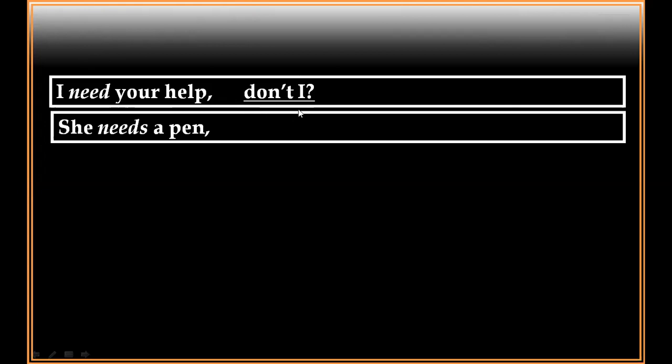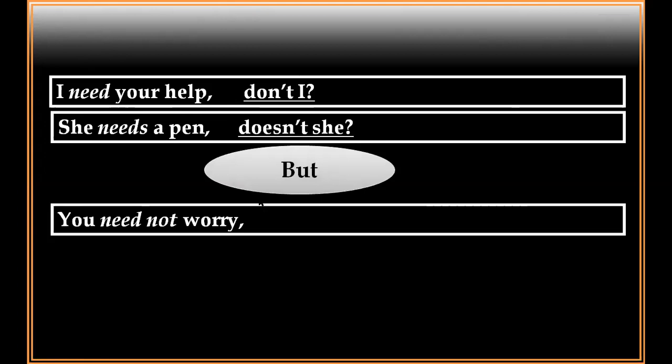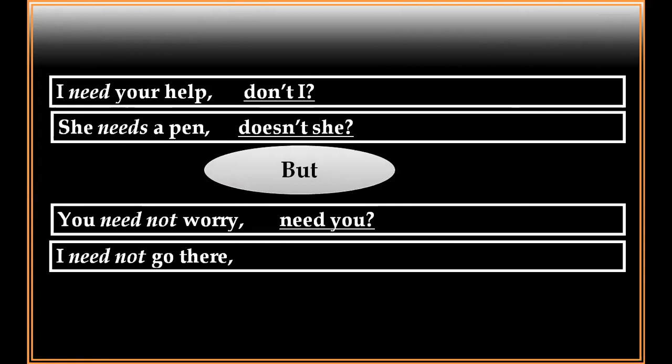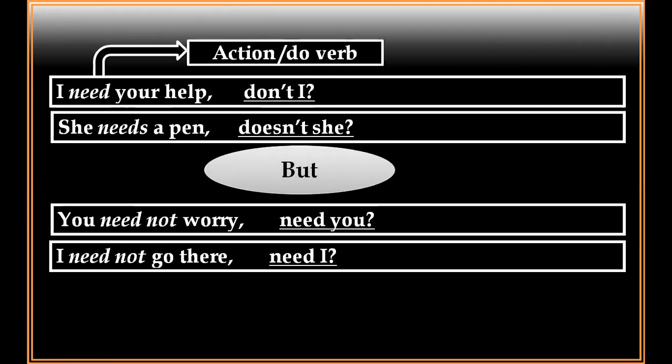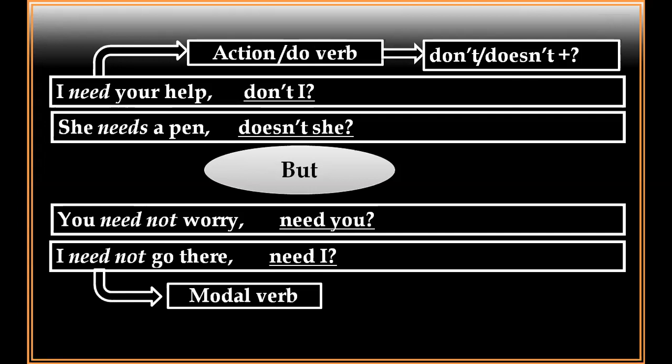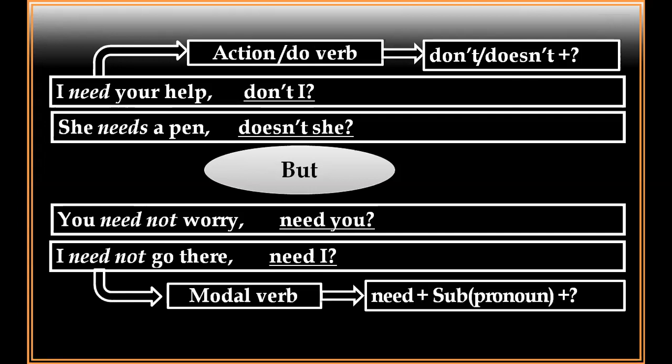I need your help, don't I? She needs a pen. Here need is main verb. Okay, so it is does here. That's why doesn't she? But you needn't worry. Here need is modal auxiliary. That's why need you. I need not go there, need I? Okay, and action word and modal verb. So this is action word or do verb, that means main verb, and it is modal verb. As it is modal verb, need will be here. Okay, remember.